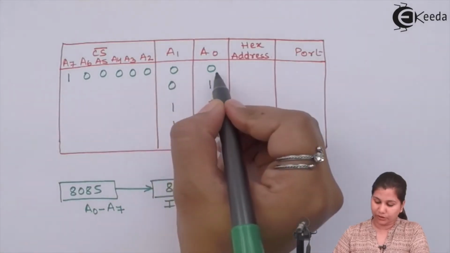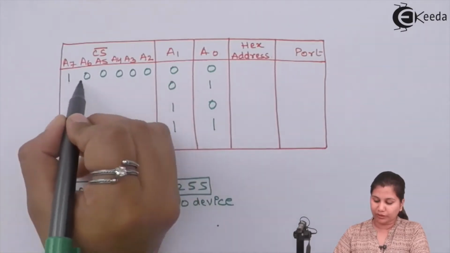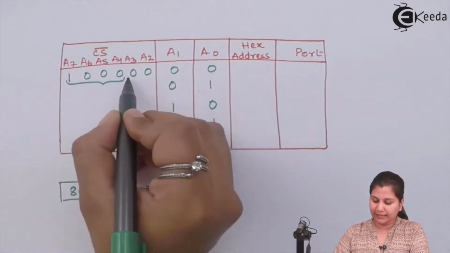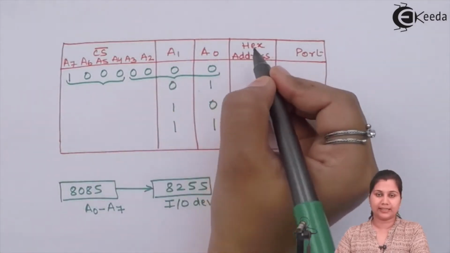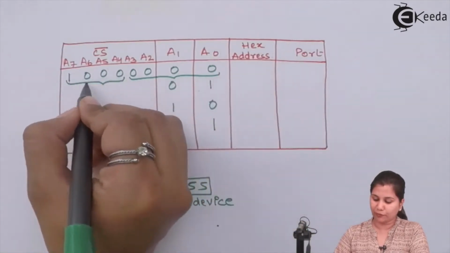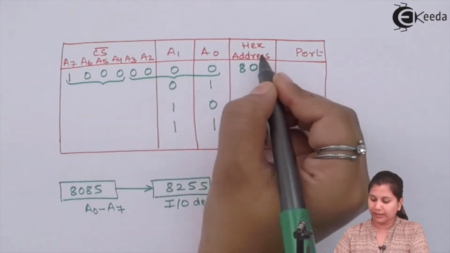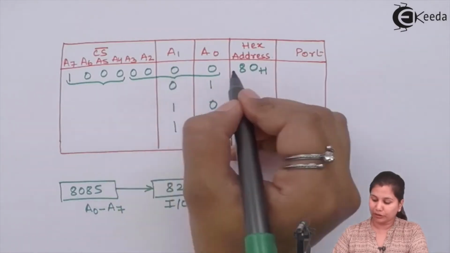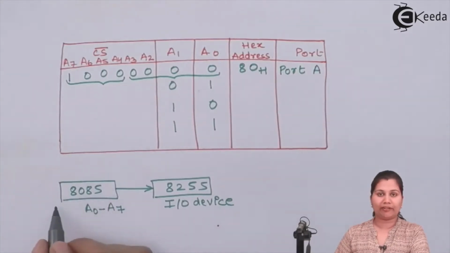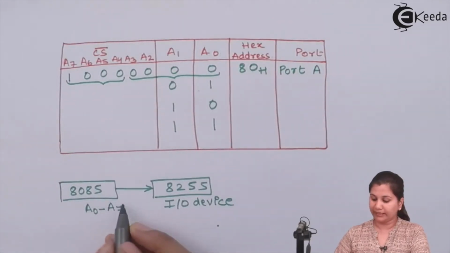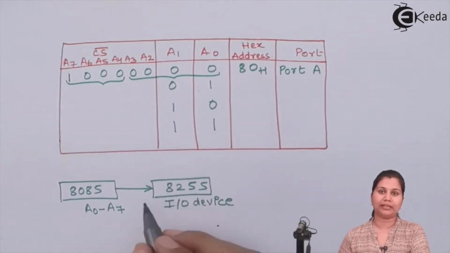Now when the value is 0 0, you can see which address it is generating: 1 0 0 0 forms 8, and 0 0 0 0 forms 0. The address is written in hexadecimal notation, so this is forming 8 and 0. So this address is 80H, and which port is selected? Port A. So when the 8085 microprocessor provides the address 80H, then port A of the 8255 will be selected.